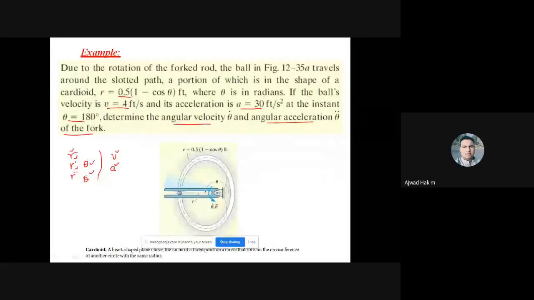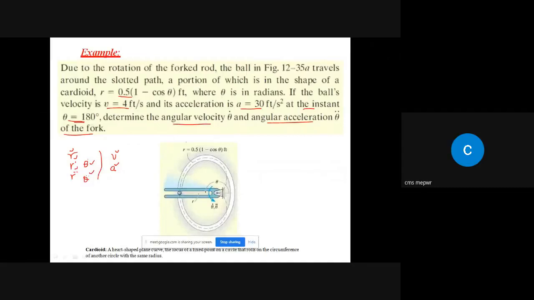Is it clear? Yes, sir. You can say it's just that the shape has changed. Only the shape has changed here. Okay. So r is given, and what are they asking? They are asking at the instant when theta is equal to 180, right? Yes, sir. Okay. So we have r.